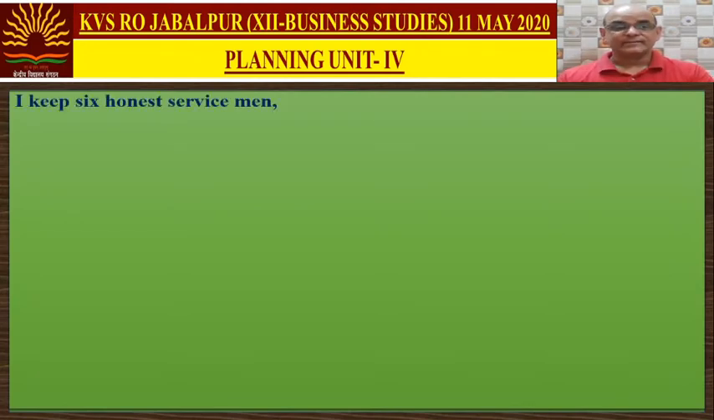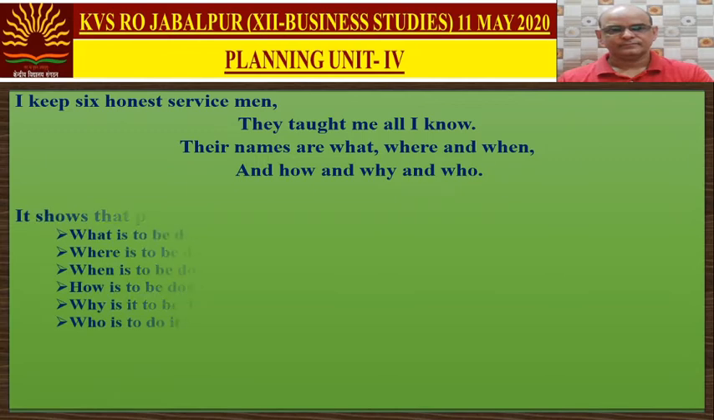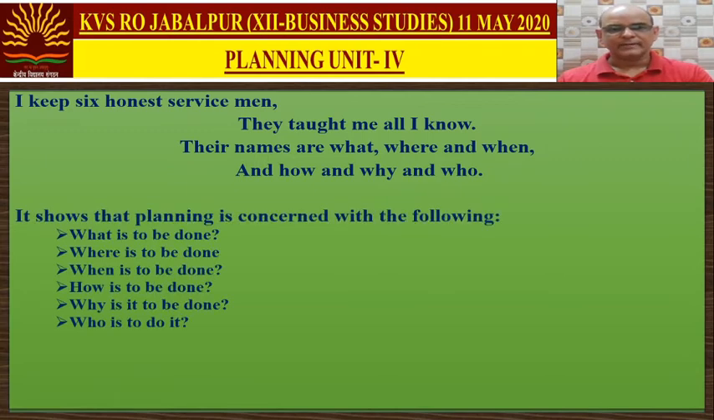I keep six honest serving men. They taught me all I know. Their names are What, Where, When, and How, and Why, and Who. It shows that planning is totally concerned with the following: what is to be done, where it is to be done, when it will be done, how, meaning by what method it will be done, why, that is, what is the objective to perform any activity, and who will do it.